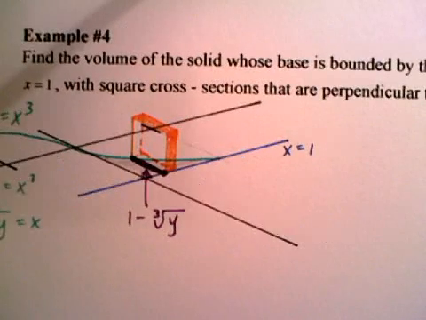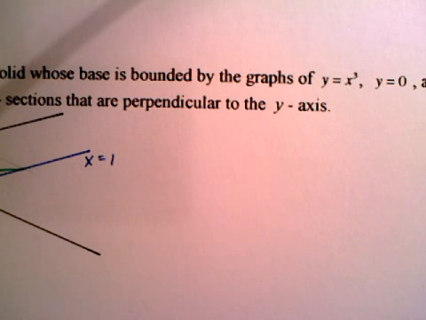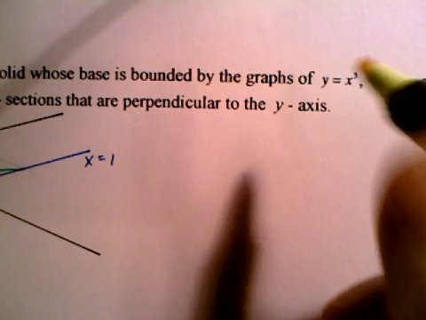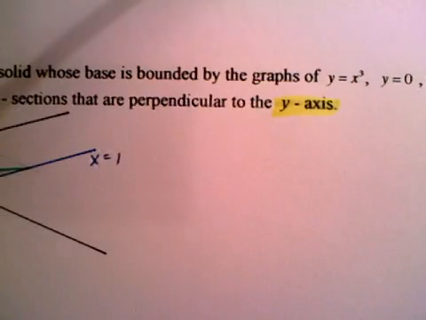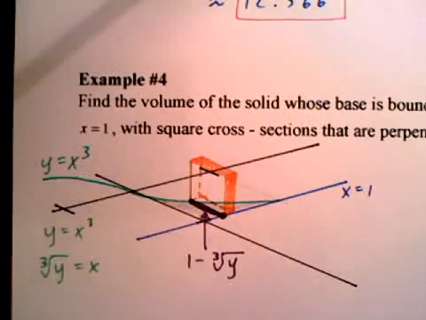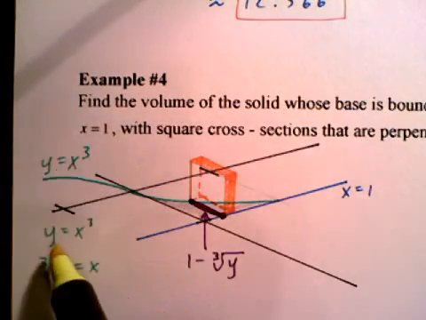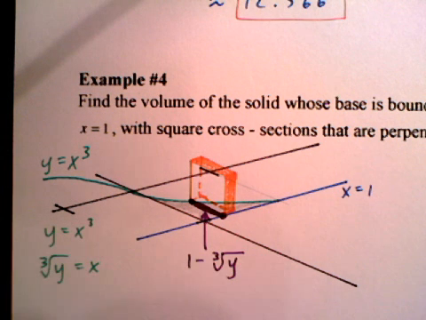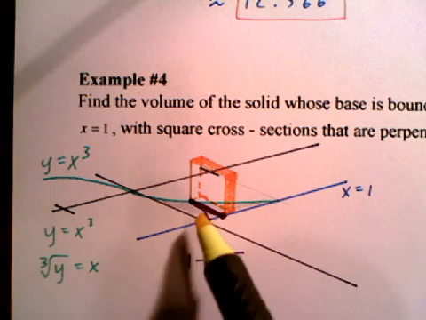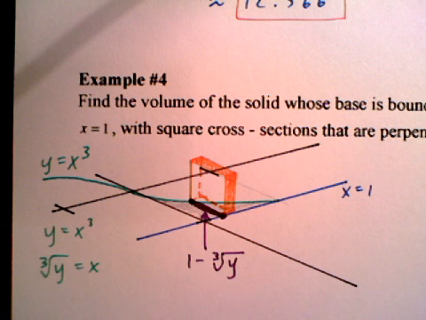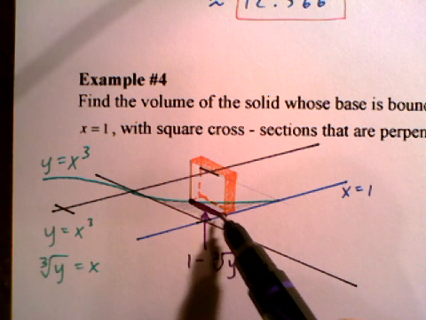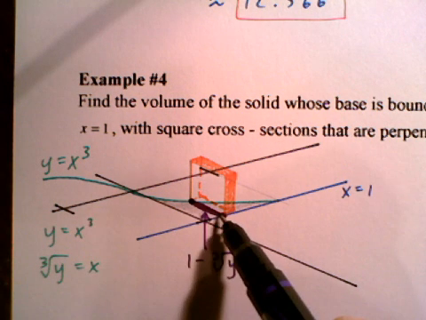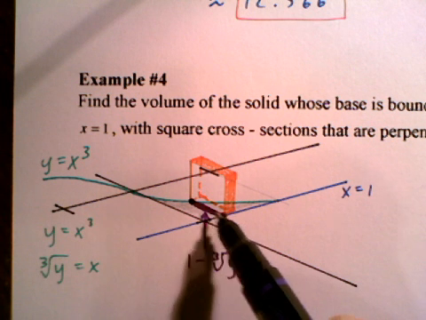Example 4, finally we have cross sections that are perpendicular to the y-axis. So let's go ahead and take a look. Perpendicular to the y-axis, that means we need to make sure we get our functions, y equaling x cubed, in terms of, well, solve for x in terms of y. So that's that base right there. The base of our square cross section has a length of, and where's my purple? So it has a length of, remember when we're trying to find the length of a horizontal line segment, we always start from the right and we move to the left.